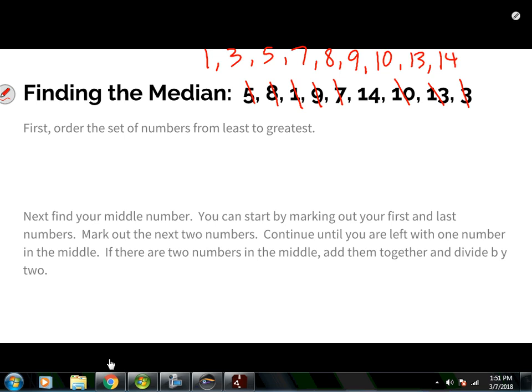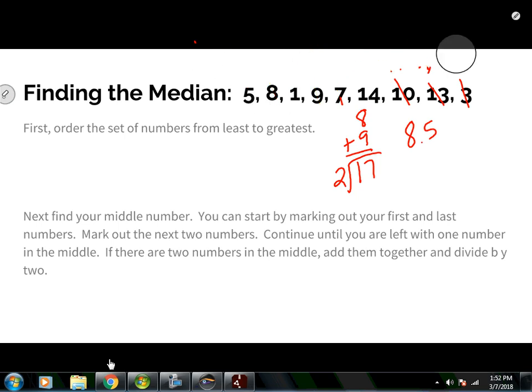Then find your middle number. You start by marking out your first and last numbers and then moving in until you get to the middle. So in this set of numbers, our median is 8. Now, if you had 2 numbers in the middle, so if we had an even number of numbers, you would add those together and divide by 2. You would get 8.5, or 8 5/10.